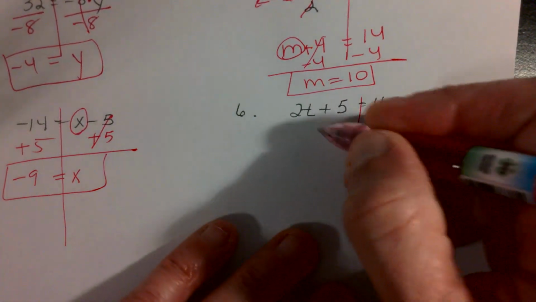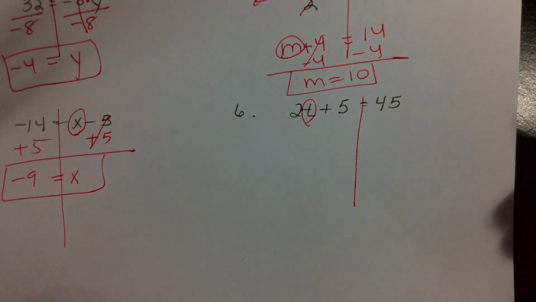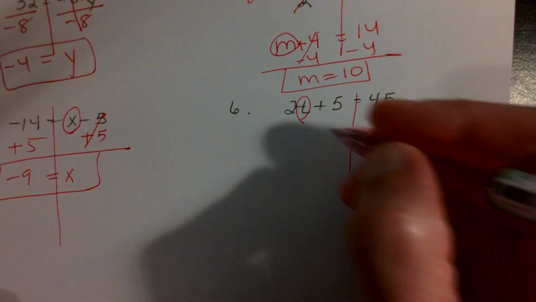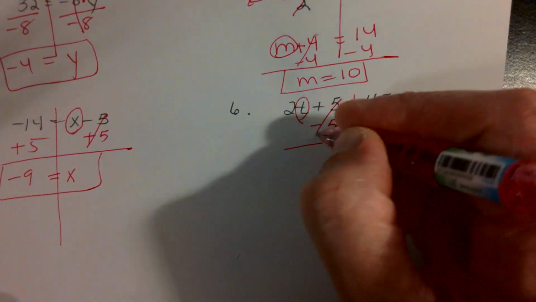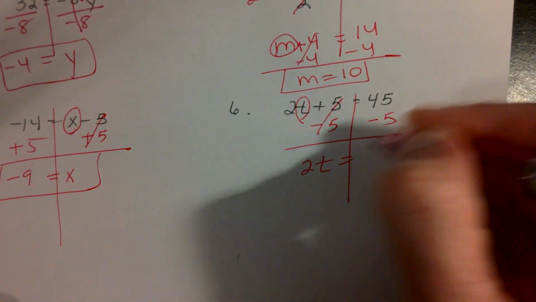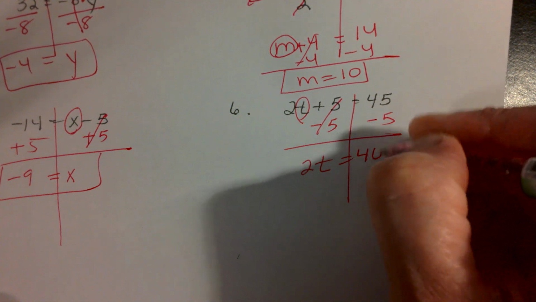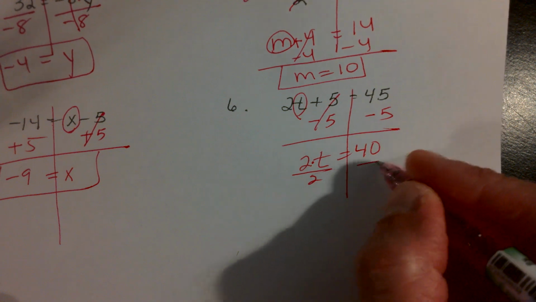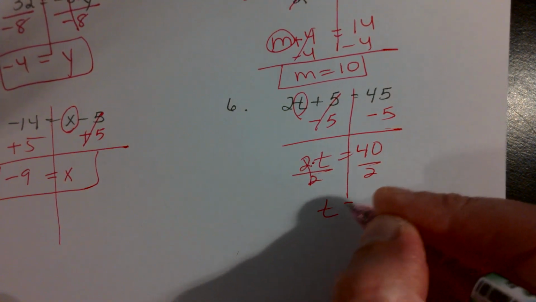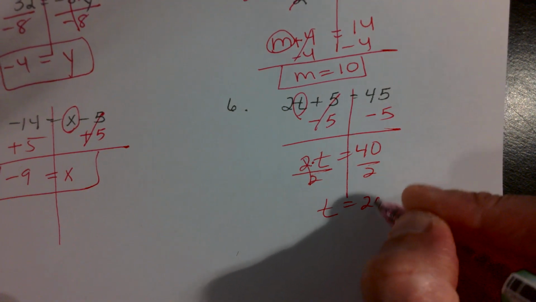Draw your line, locate your variable, which is a t. Opposite of PEMDAS means you're going to add and subtract first. 2t is left. 45 minus 5 is 40. Now it's 2 times t, so I'm going to divide by 2. And t is 20.